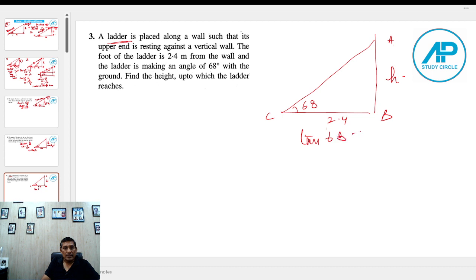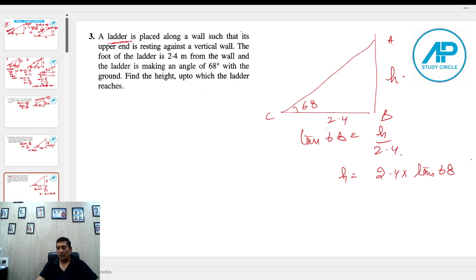Tan 68 equals h upon 2.4. So h equals 2.4 into tan 68. We need to find the value of tan 68 from the table. So in your concise book, at the end of the book, you will see there is a table given for natural logarithms, natural sines and natural tangents.